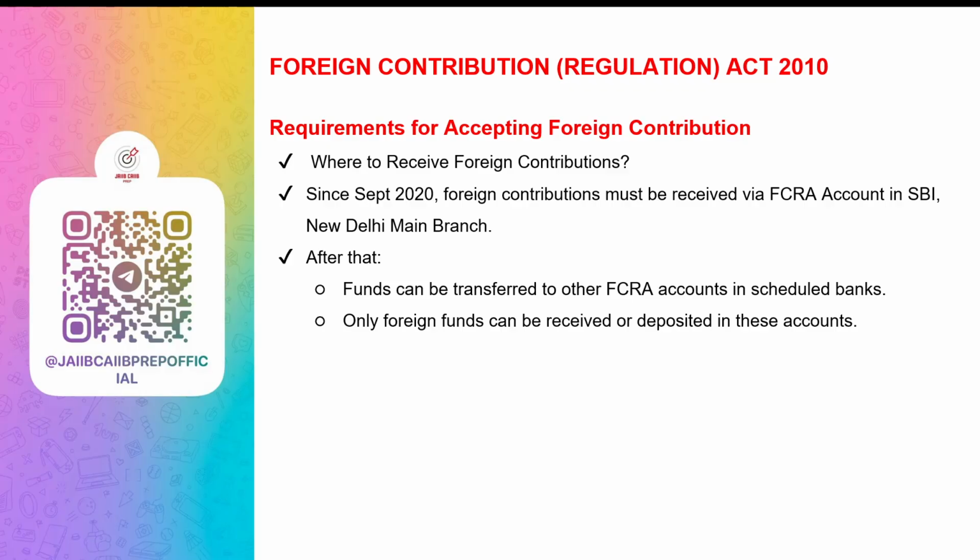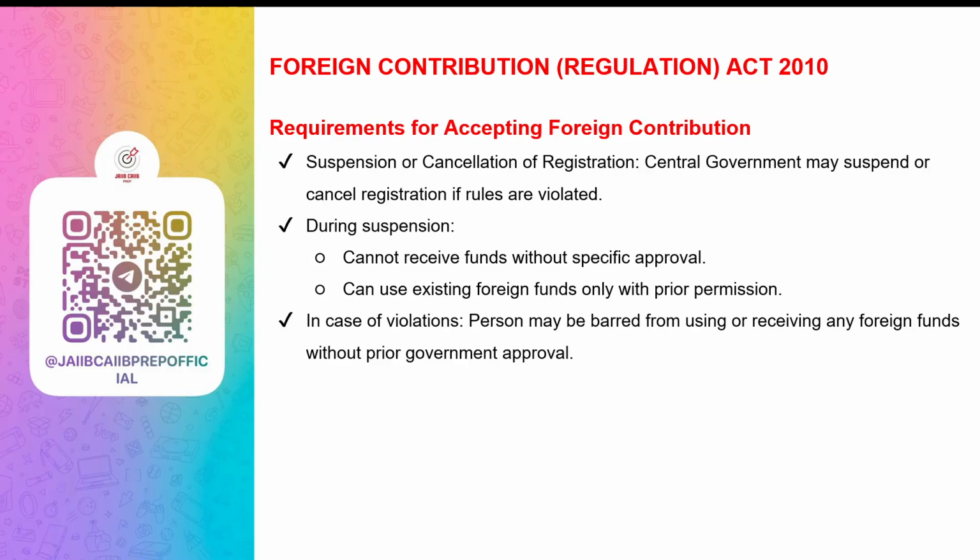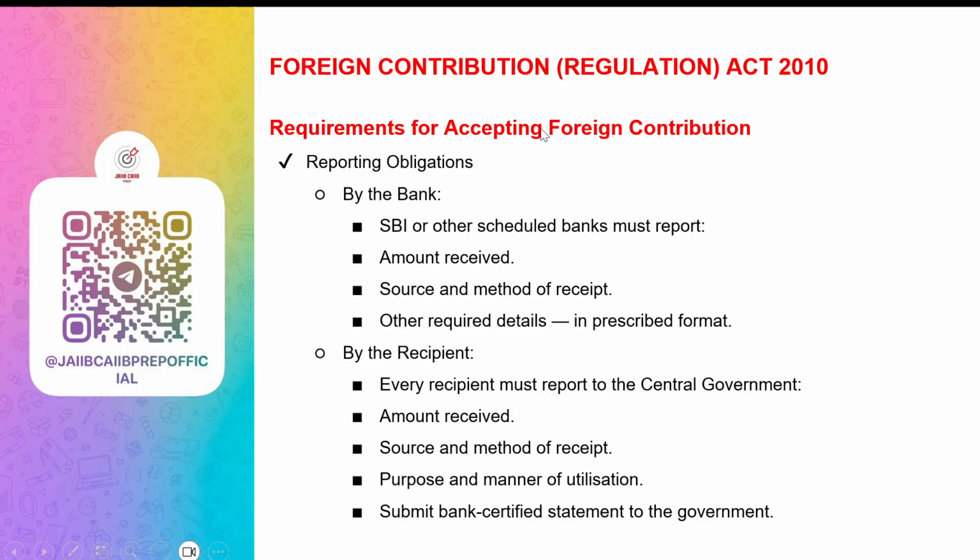Also, if the government thinks that the organization has violated the FCRA rules, it can issue an order stating that they cannot receive any foreign currency, and they cannot spend any unspent foreign funds without the central government's permission.